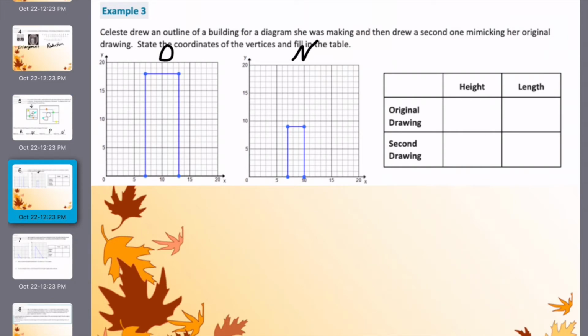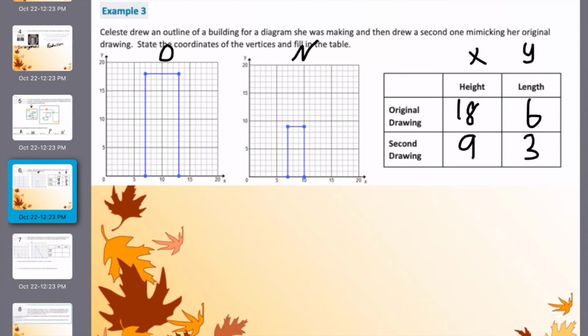For my original, its height went from 0 up to 18. So it's 18 units tall. And it's 6 units wide. And then I know for my second drawing, it went to 9 units tall and 3 units wide. So what I'm really trying to think of is, is my scale drawing proportional to each other? So what I'm going to do is label things as X and Y, and see if it follows the same rate, okay?